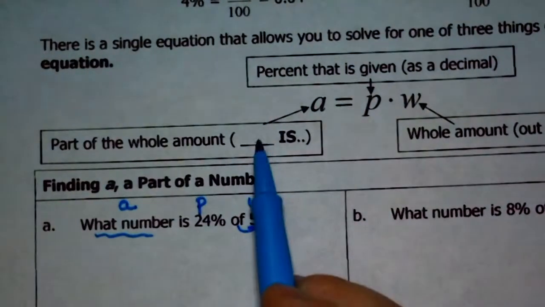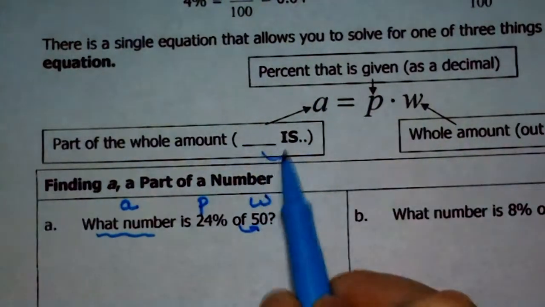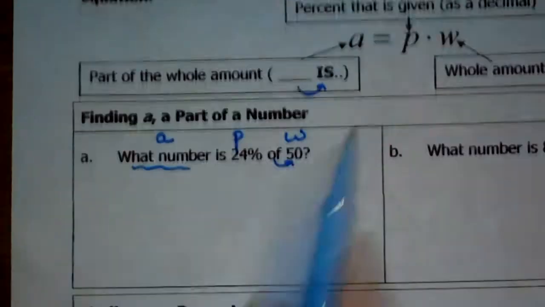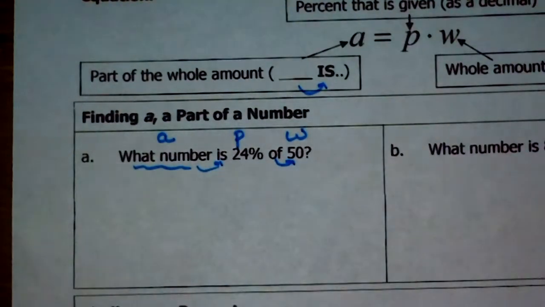And up here, it says blank is. Usually whatever's in front of the word is, not always, but most of the time, if you're having a hard time identifying, these key words can help. Whatever's in front of is. So when it says what number is, that means we don't know, so we're going to call that A.